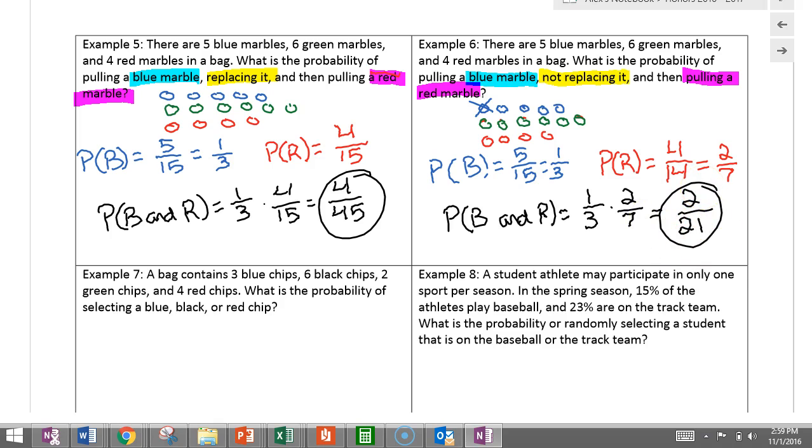2/21. Okay? So be very careful on whether it says replacing or not replacing, because we know that's the only thing that changed about these two problems, and you come up with two very different answers. So make sure you're reading those carefully. So dependent events is really just an extension of independent events.